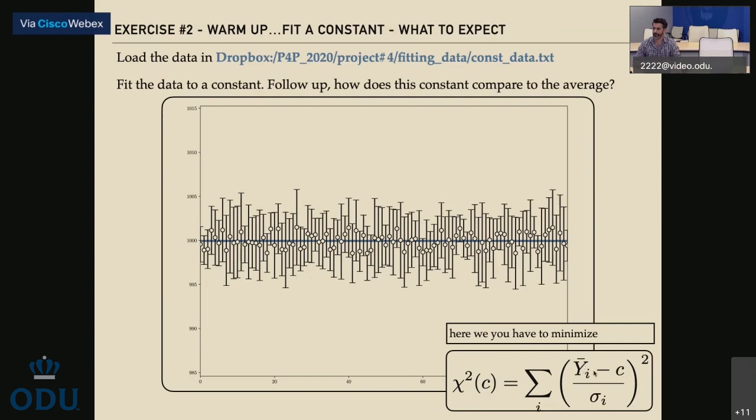You sum over all data points, you subtract the value of c, and you divide by the standard deviation, you square everything, and what you want to do is just find the minimum of this function. So you want to find the value of c that corresponds to the minimum of this. And as you can see, this is my result, which is 1,000. Okay, you should be getting a number that is consistent with 1,000.